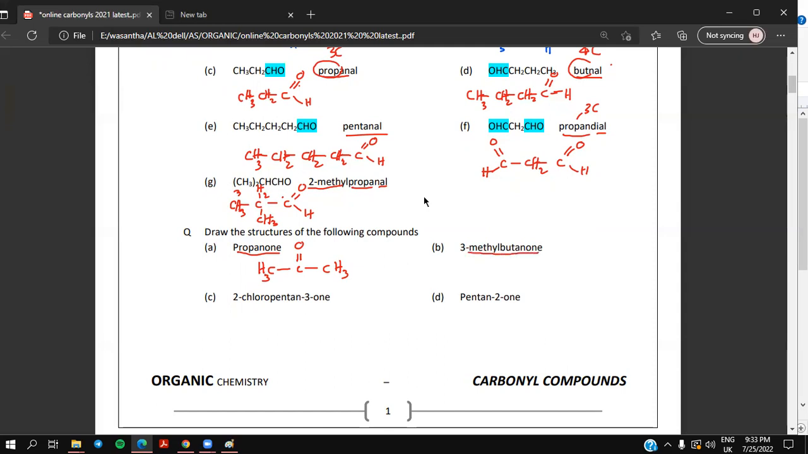3-methylbutanone. 1, 2, 3, 4. Butanone, I can write the ketone group somewhere here. And 3-methyl means from the side, carbon number 1, carbon number 2, carbon number 3, 3-methyl. And these are all hydrogen, CH3 here. In this corner, CH3. Here we have to have a hydrogen atom. No hydrogen atom here.